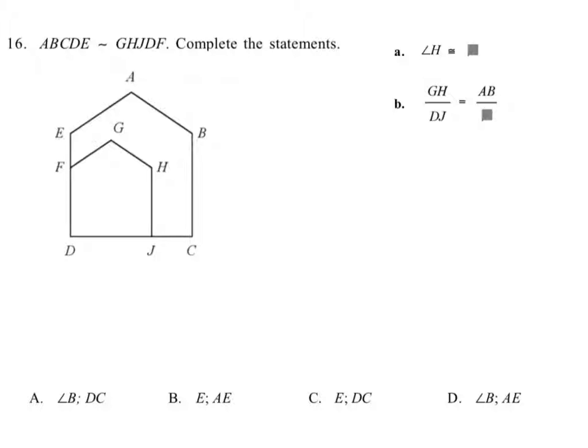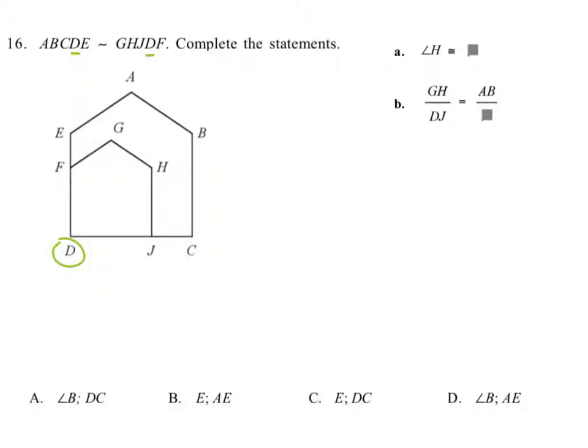All right, they're giving us the similarity statement up top. And what are they saying? They're saying that ABCDE is congruent to GHJDF. So let's line them up. Let's give them some colors. Well, D is to D. We can see that right there because it's each the fourth letter, and that's this right here.